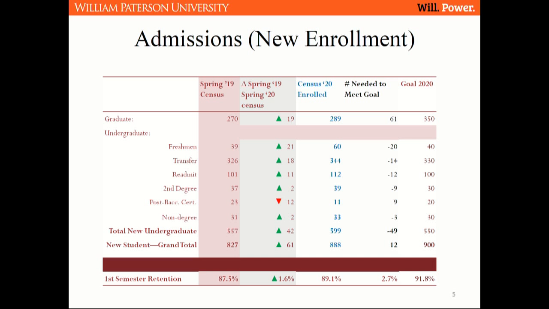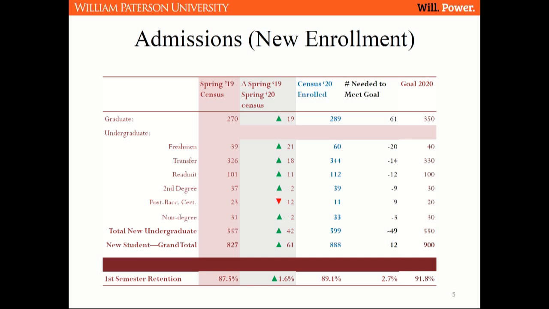So we go to the bottom of this page, all new students. Last spring, we had 827 new students enrolled. This spring, 888 students, a difference of 61. The goal, however, was 900 students, and we missed that goal by 12 students. We ended up at 888 students enrolled.